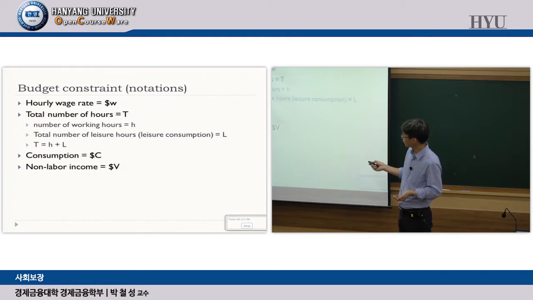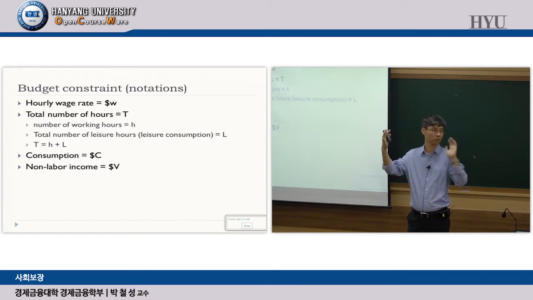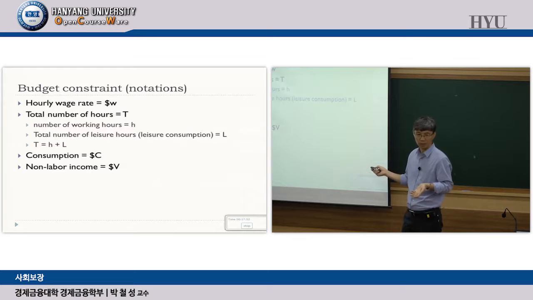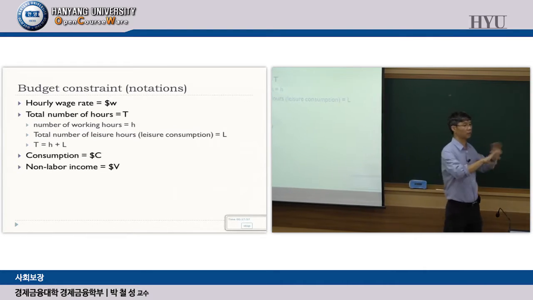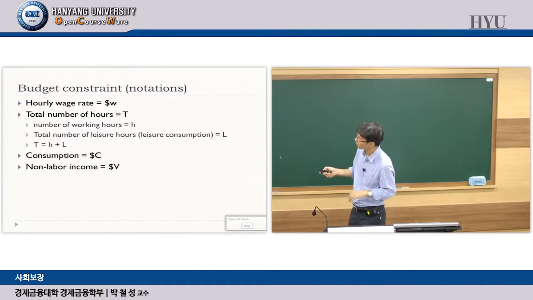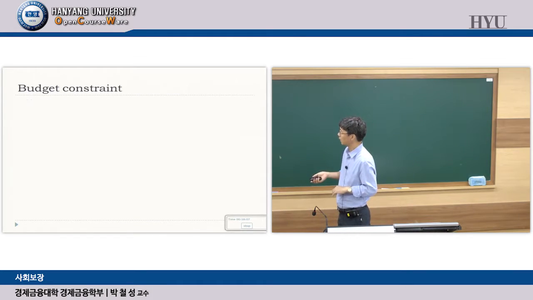And consumption, which is C, and non-labor income. We assume this person may have non-labor income, so income this person gets without any work. For example, if this person has some assets, let's say V is something like returns from the assets. So this person gets this money regardless of working or not. Pretty simple idea.